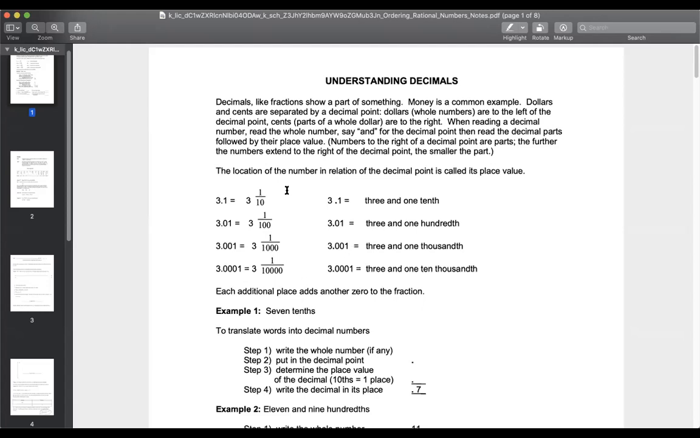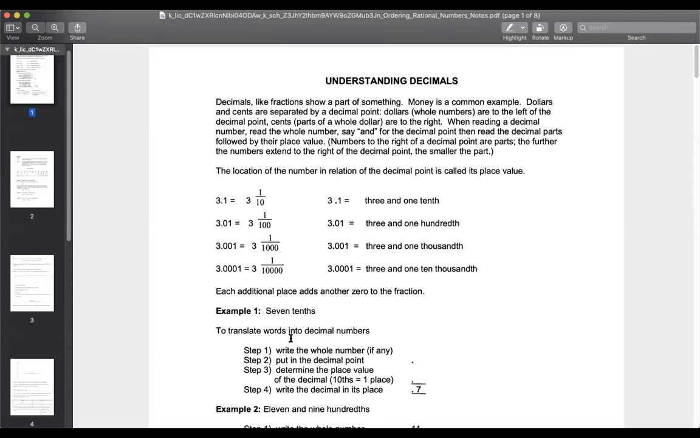But a decimal and a fraction show a part of something, right? They are part of a whole. They're not a complete whole, but they are part of a whole. And so what we're going to do on this first page is really just learn how to read our decimals and how to relate them to fractions. So that's really what the first part is, just establishing a little baseline.